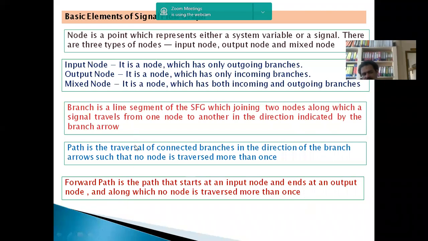So what is the difference between path and forward path? A path is a part of a signal flow graph. Both are almost the same, but in a forward path it compulsorily has to start from the input node and finally end at the output. Whereas a path can start at an intermediate point and finally end at an intermediate point. So just a small difference: starting from input to final output is called forward.